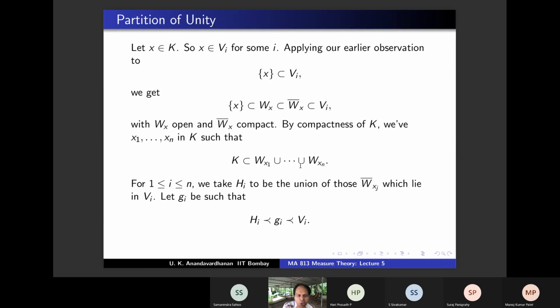you can take a function Gi such that Hi precedes Gi precedes Vi. Why is that true? This is the crucial step. This is because, just give me one word, what is the proof? Urysohn's lemma. Urysohn's lemma is exactly that. Hi is compact and Vi is open. So Urysohn's lemma gives you this Gi.